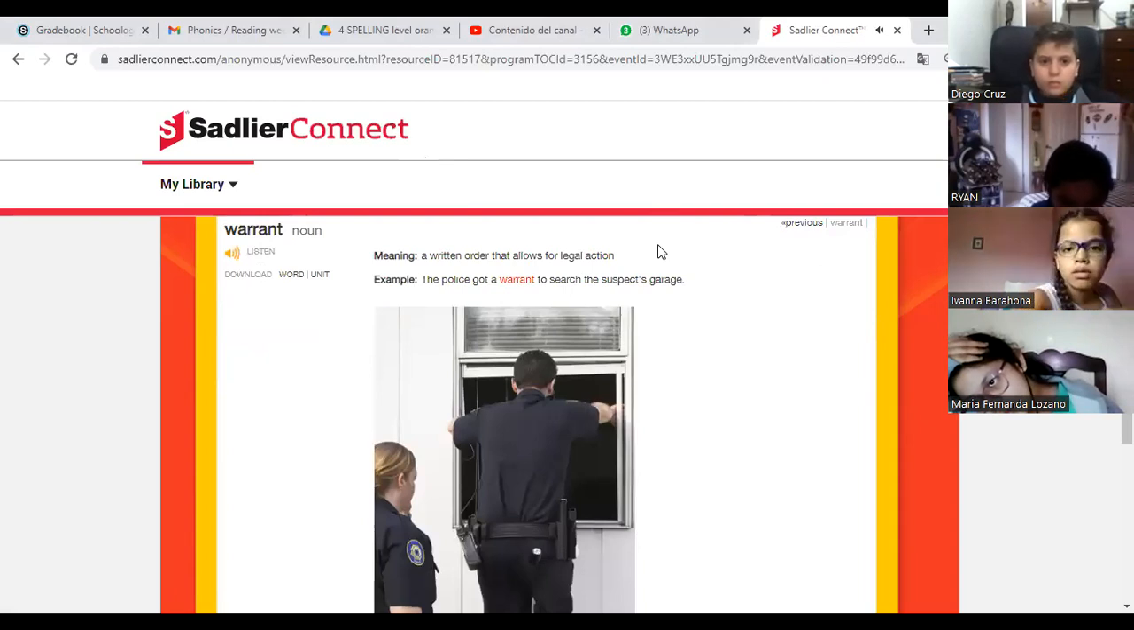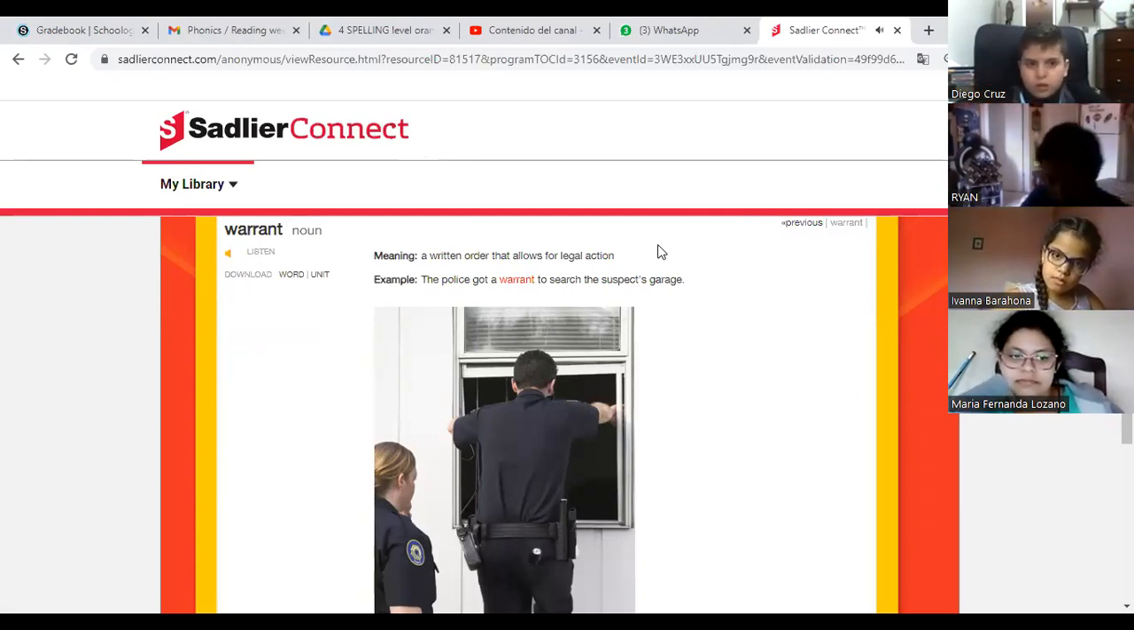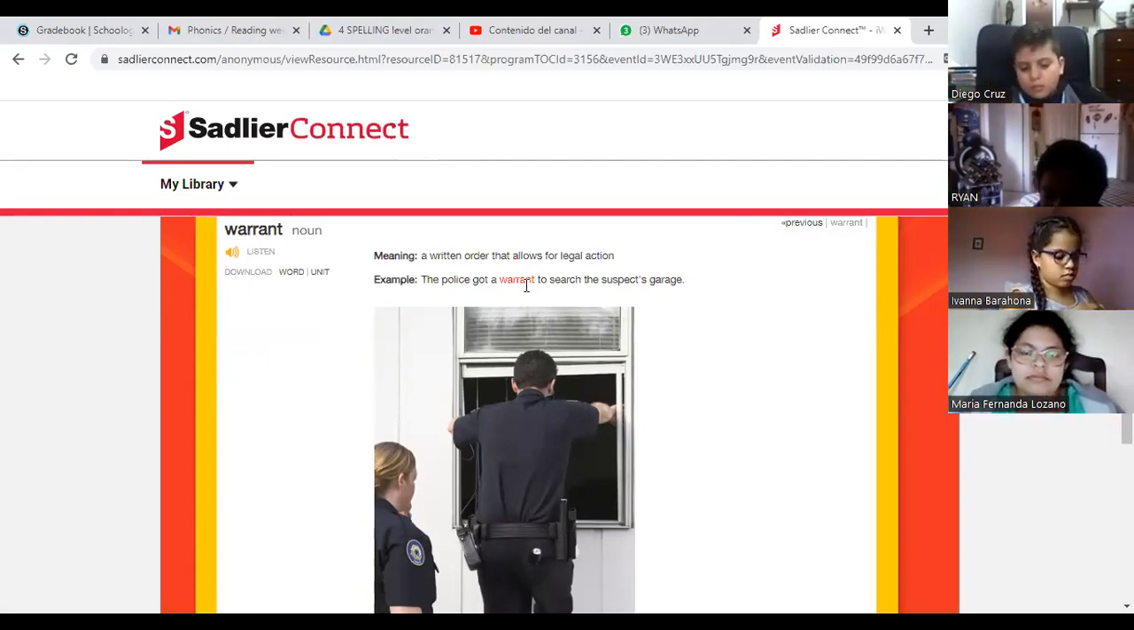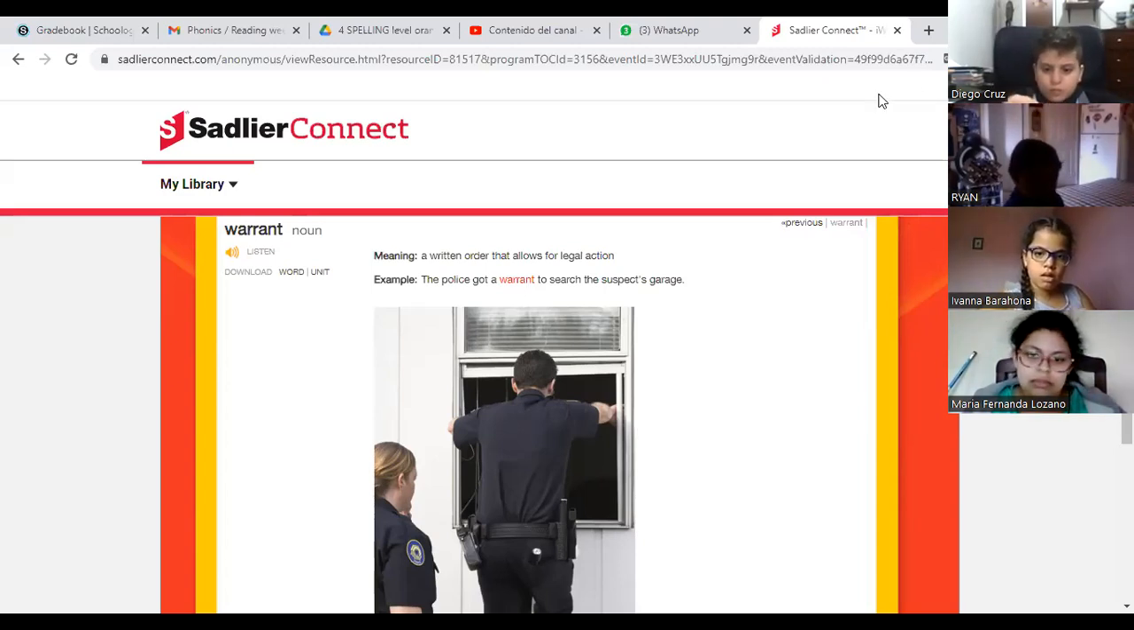Warrant. Warrant is a noun. A warrant is a written order that allows for legal action. The police got a warrant to search the suspect's garage. Now you say the word. Police cannot enter your house unless they have a warrant. Otherwise, they cannot enter because your house is private property. You are protected inside your house. No one can enter, not even police officers. To enter your house, they need a warrant or your permission. When they knock at your door, they can ask, can we enter, ma'am? You can let them pass. Otherwise, it is against the law. It is illegal. Okay?